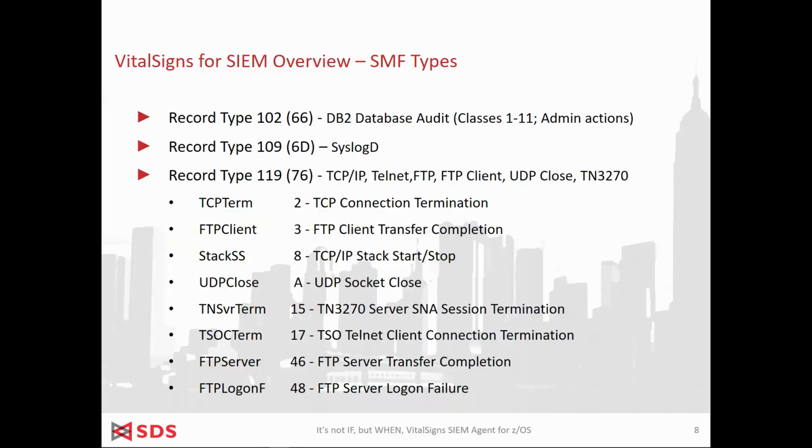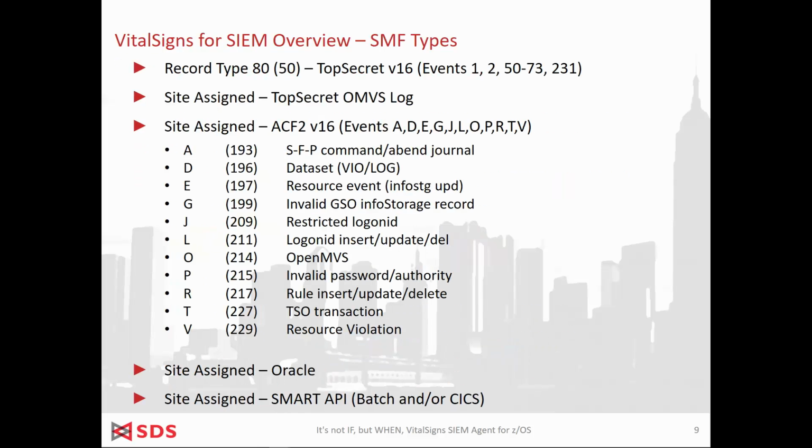102s I mentioned, 109s could be pretty important for you, syslogd. 119s, there's a lot of good information in this SMF type. Perhaps you want to know when the FTP client transfer completion occurs. You can turn on all of these different events. That'll give you insight as to when somebody did a put or a get of a file. But we have a few recommendations on the type 119 as well that you might want to consider for your site.